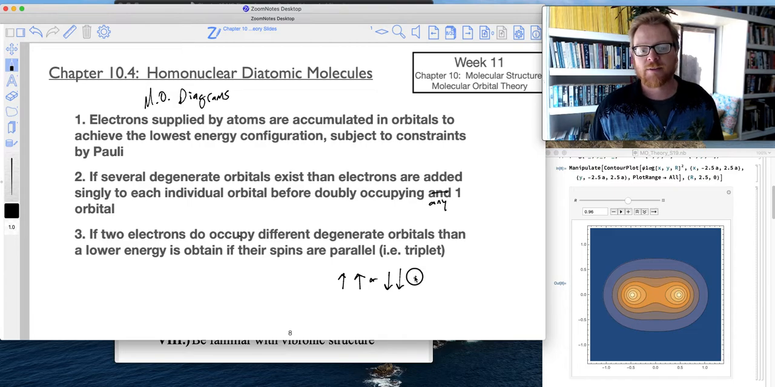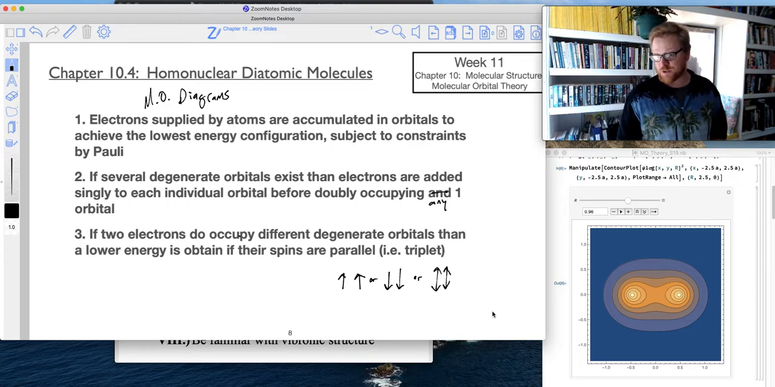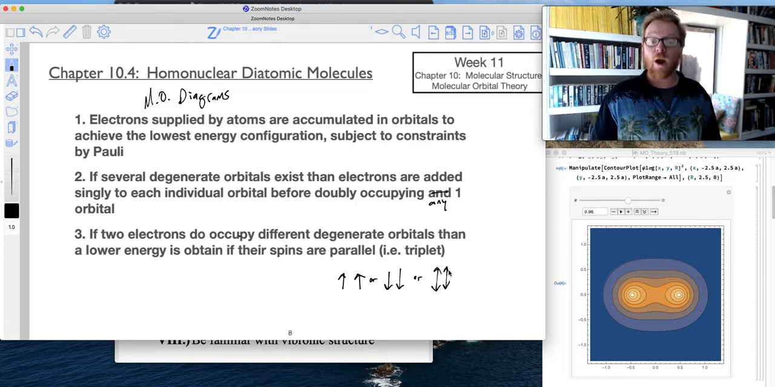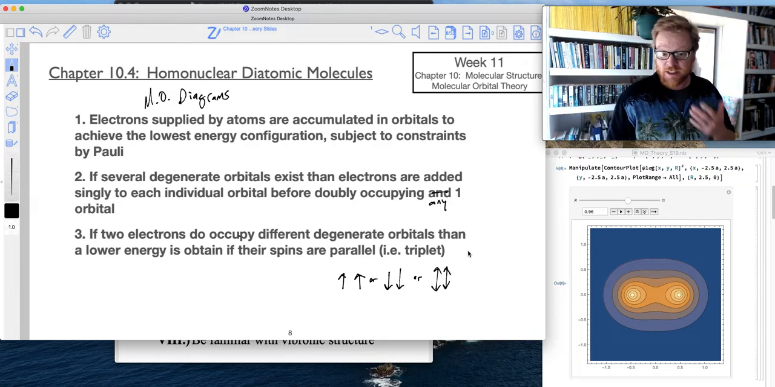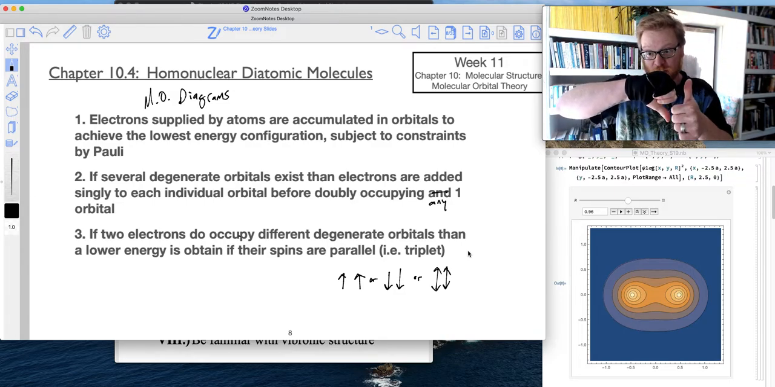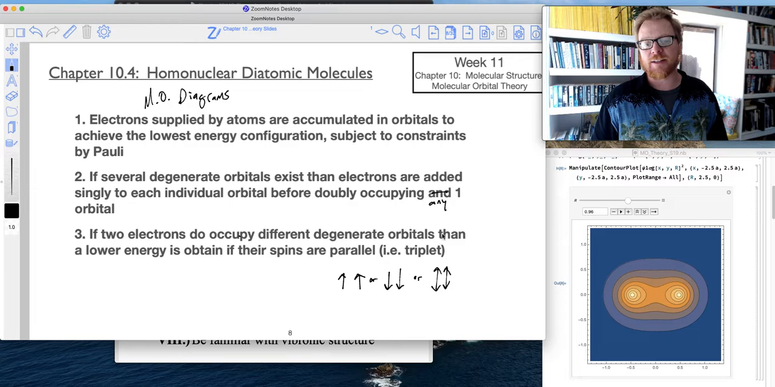So up, up, down, down, or the superposition of either state, okay? So a triplet state in molecules actually makes a lower energy state than a singlet state. That's contrary to what you might expect. You might expect two paired electrons being a singlet to be the lowest energy state.